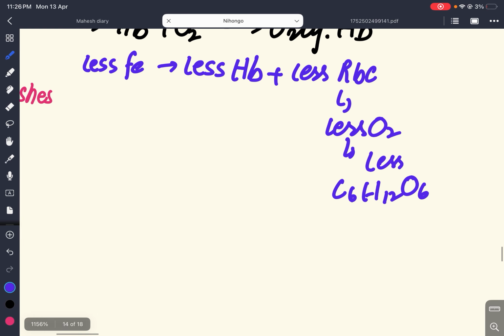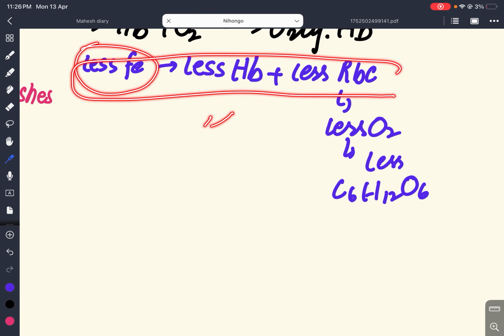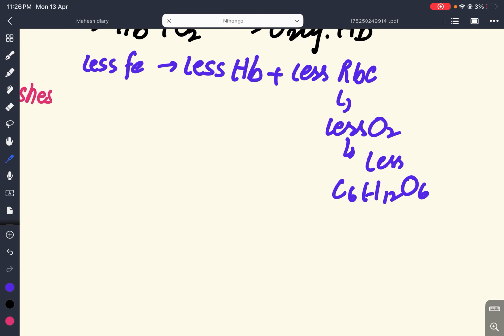Let me just explain the structure to you. See, iron, or you can say the hemoglobin or the RBCs, actually help to carry oxygen in the entire body, and we know that oxygen is very important to break down glucose, because glucose is always broken down in the presence of oxygen, and what glucose does is gives energy to us.